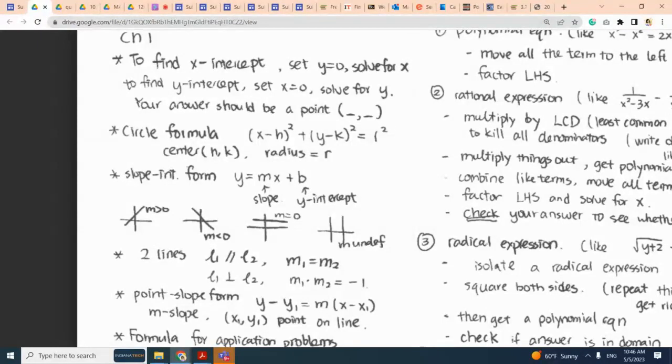Circle formula, equation of circle. By the way, all the useful formulas for exam 1, 2, 3, you still have those. Make sure you can memorize all of them, because we need them for the final. So the center is h, k with the radius r. And you also need the midpoint. I think it's missing the midpoint. What is the midpoint?